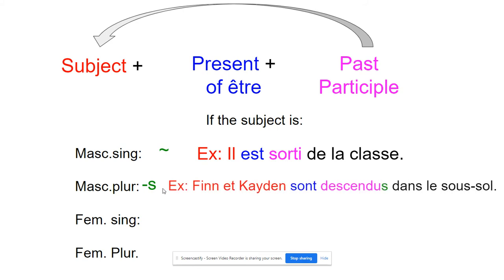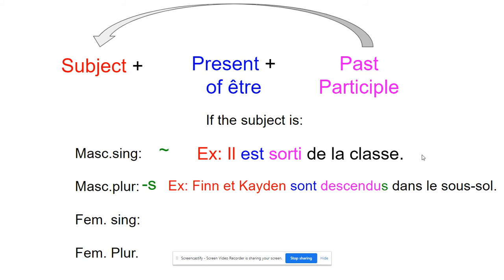So here's another example. Finn et Caden sont descendus dans le sous-sol. So my subject is Finn et Caden, which could be replaced by the subject pronoun ils plural, which means that my subject is masculine plural. I'm going to conjugate être with ils plural, or Finn et Caden sont. Form my past participle. So here we are conjugating the verb descendre, which is an RE verb. So I dropped the RE, replaced it with U. And now because my subject is masculine plural, I'm going to go ahead and add an S to reflect that.